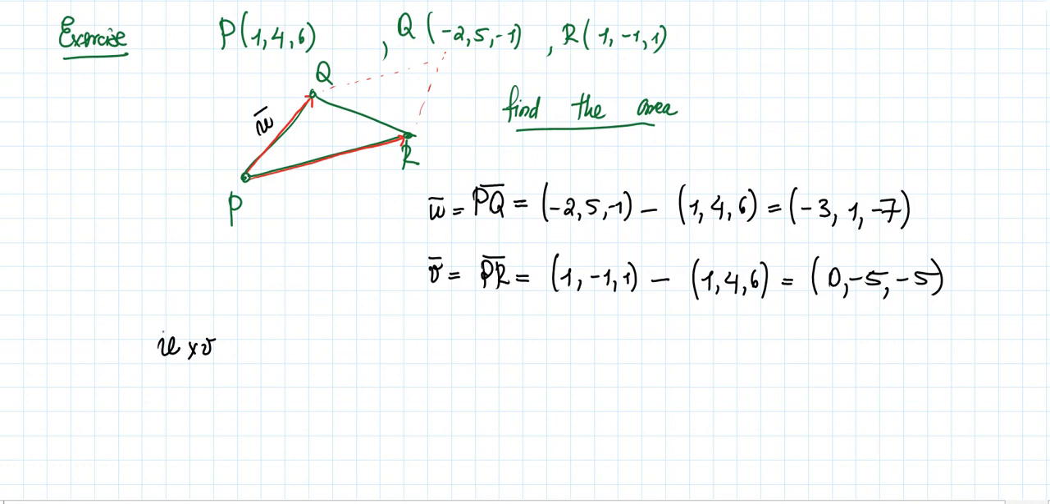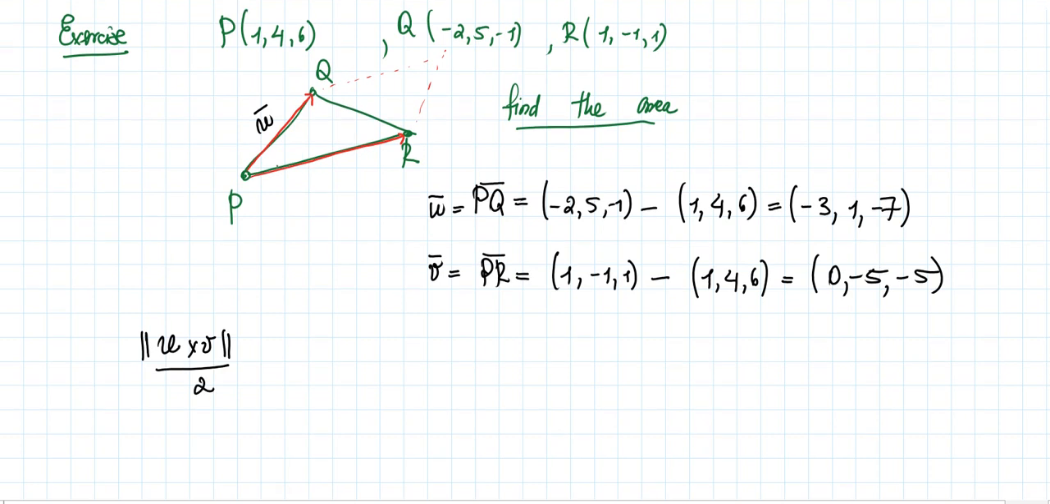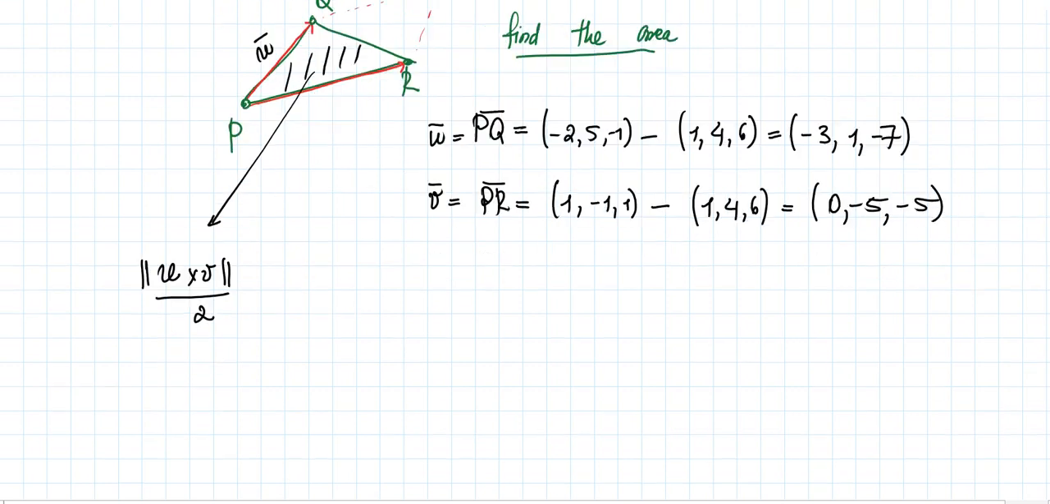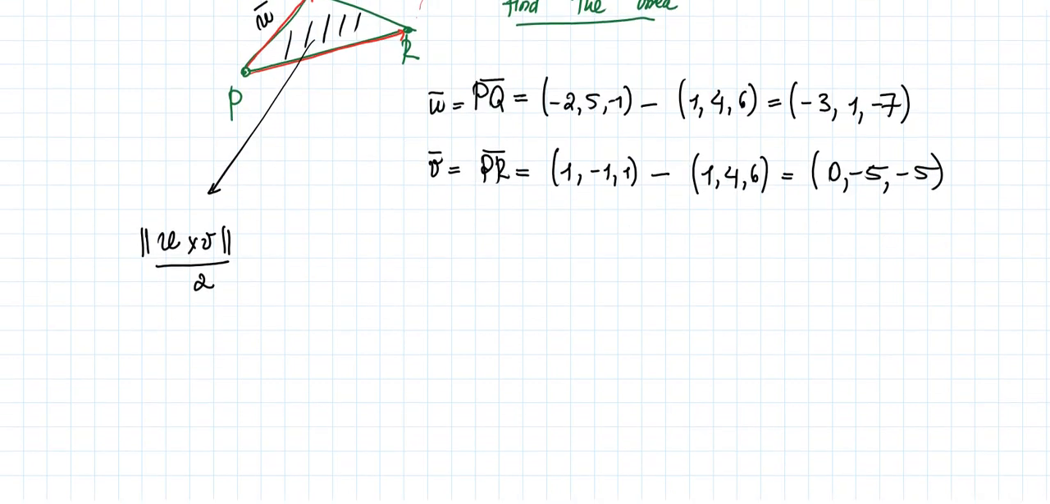Now in order to find the area of the triangle, we need to multiply U to V as a cross product and find its norm. This is going to be the area of the parallelogram obtained by these 2 vectors. If you divide this by 2, this is going to be exactly the area of the triangle. So let's find the cross product first, then find the norm of this vector, then divide this by 2. So what is the cross product of U and V?